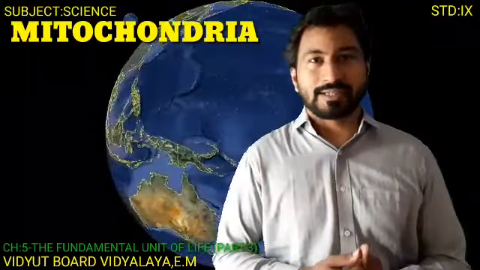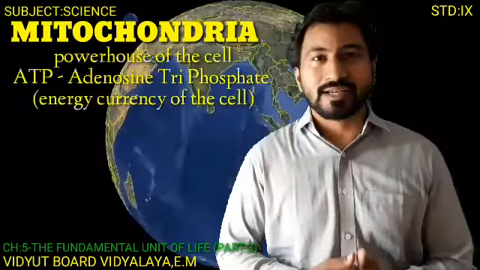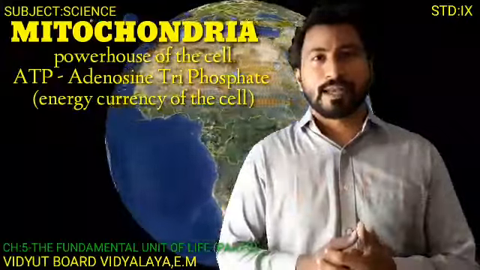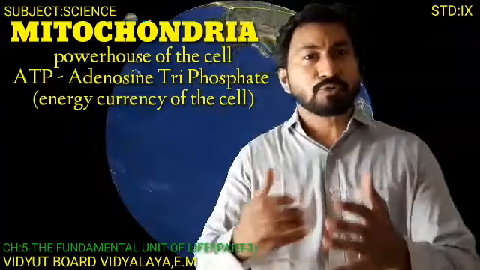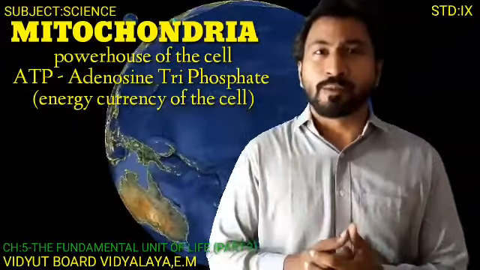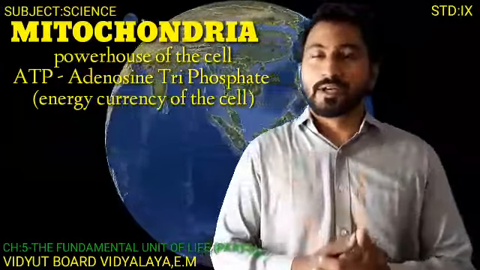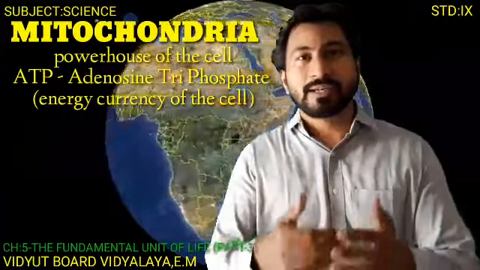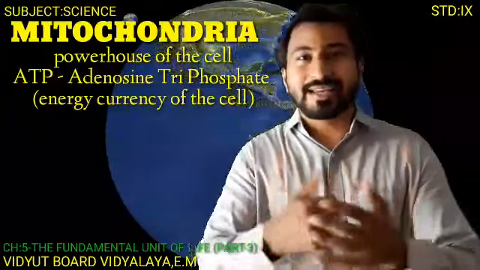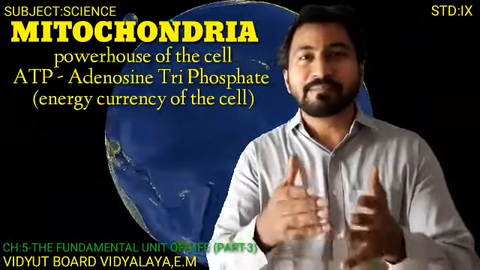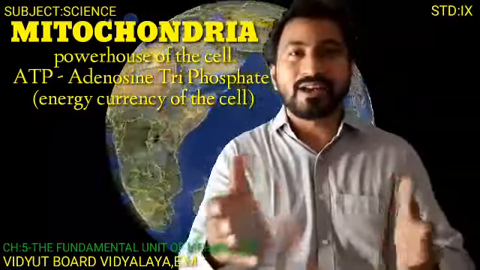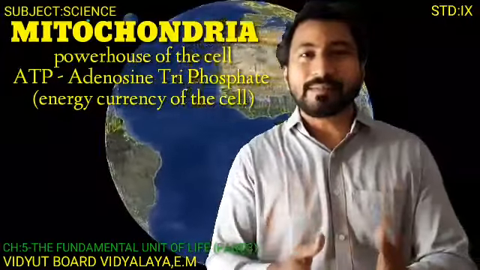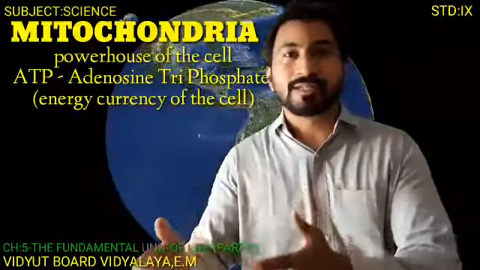Moving on to the first one, the mitochondria. Now this mitochondria is known as the powerhouse of the cell. Now, why is it said to be a powerhouse? Whenever we hear the word powerhouse, one major thing that comes into our mind is the energy. So here, in a similar way, the mitochondria generates energy in the form of ATP. And that ATP is nothing but the adenosine triphosphate. So this ATP is the energy currency of the cell.